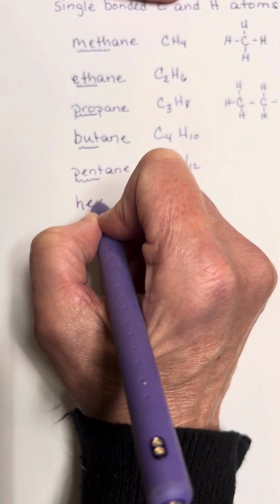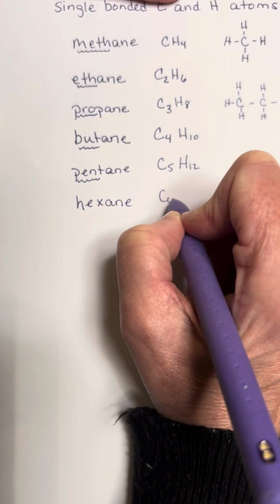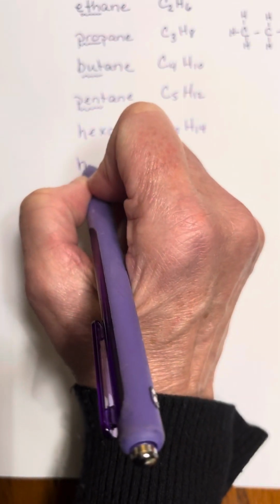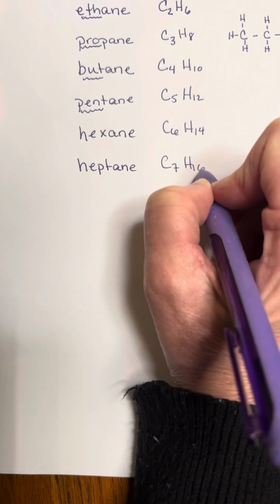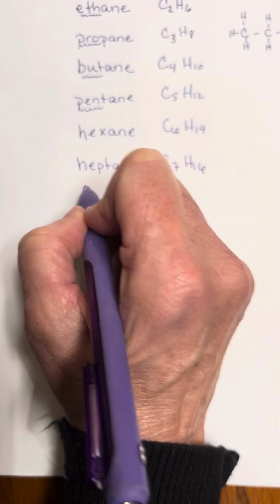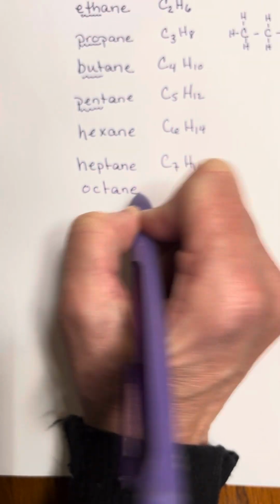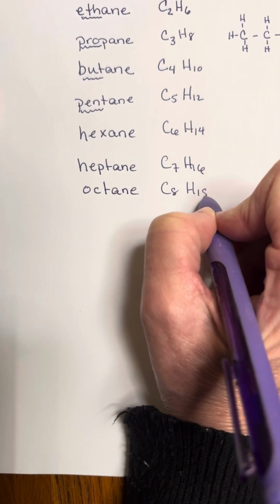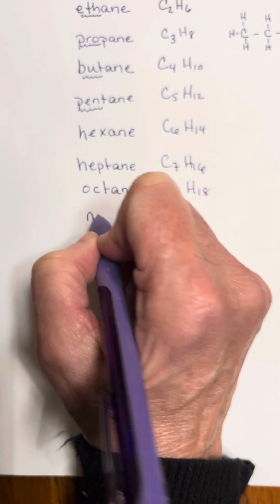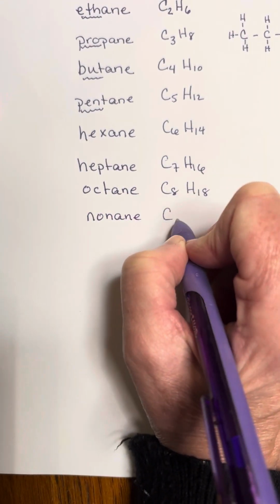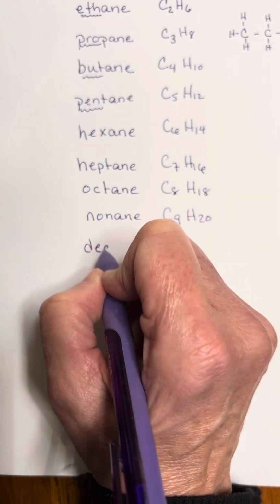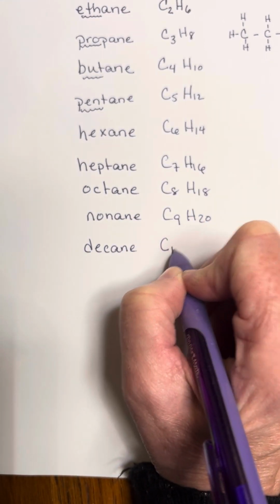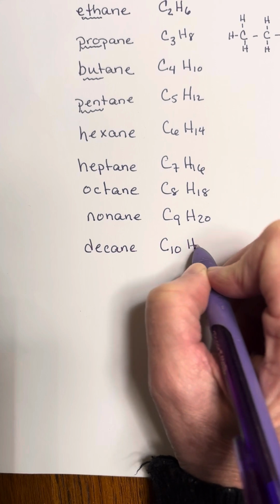Hexane, C6H14. Heptane, C7H16. Octane, C8H18. Nonane, C9H20. And last but not least, decane, which would be 10 carbons in a row surrounded by 22 hydrogens.